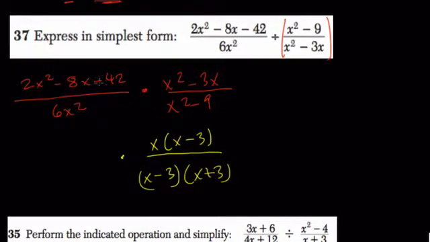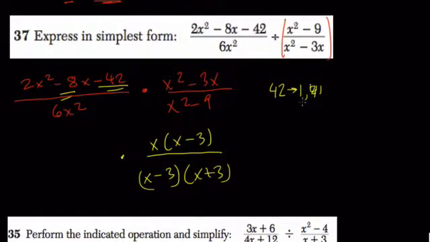On the left-hand side, factors of negative 42 that add up to negative 8. Well, I know that 7 and 6 go into 42. That's not going to help us. So let's write some factors out for 42. 42 can be broken into 1 times 42, 2 times 21.